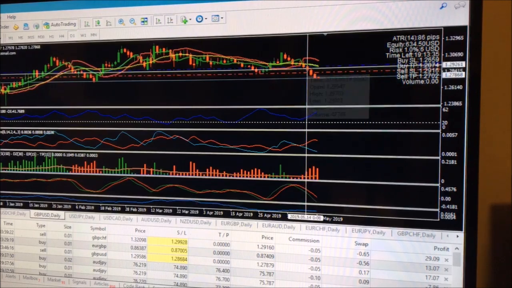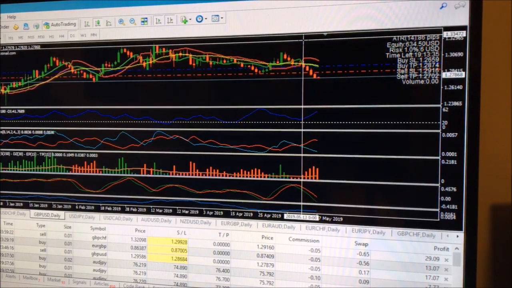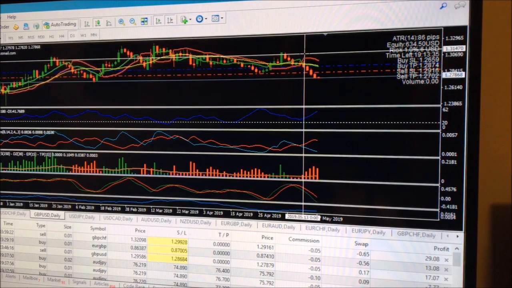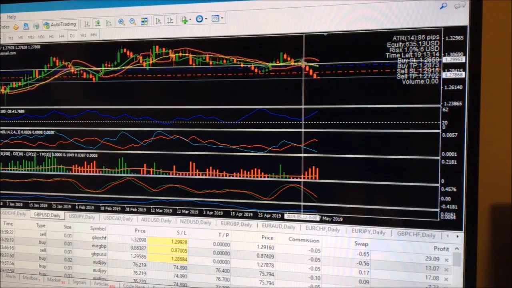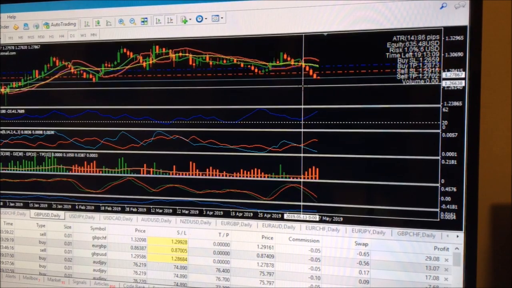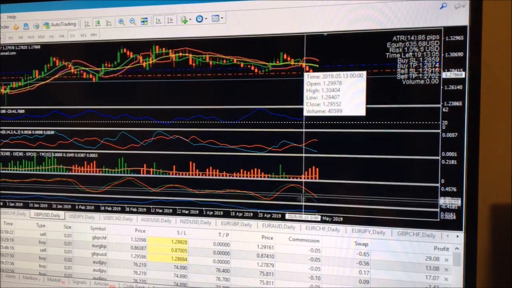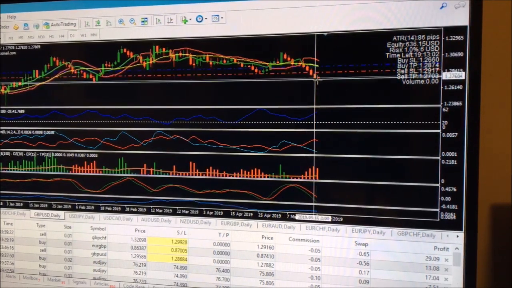So that first position closed out. Once that first position closed out, I moved the stop loss, which was originally set at 1.5 times the ATR, to break even, and then set a trailing stop of 1 times the ATR in pips, which again was 84 pips. So I set an 84 pip trailing stop, and that has just kind of been following it down.